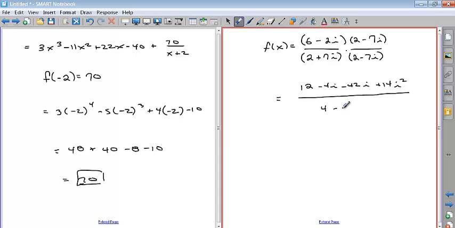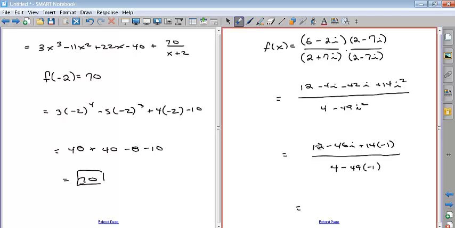And then you end up with negative 49i squared. 7 times 7 is 49 with a negative sign. And i times i is i squared. So i squared, though, is negative 1. So i squared becomes negative 1 here. Here I combine these two, negative 46i. In the denominator I have 4 minus 49 times negative 1.